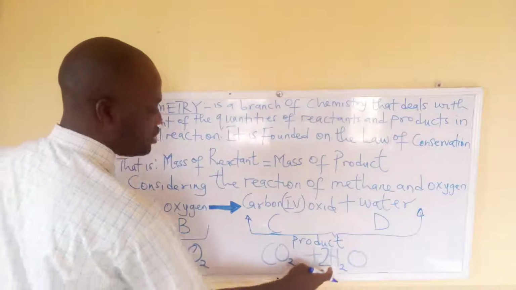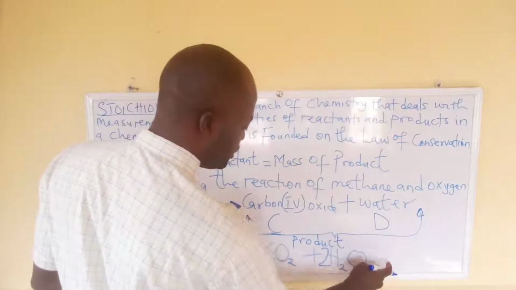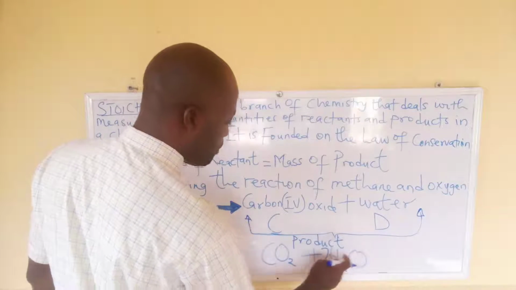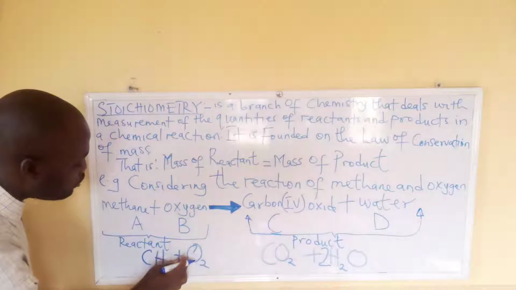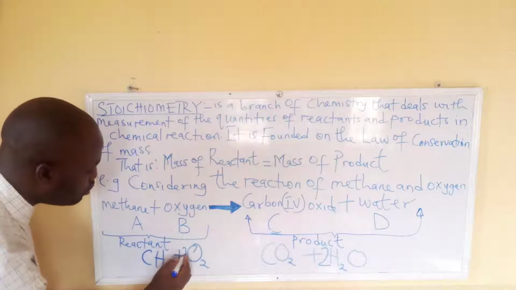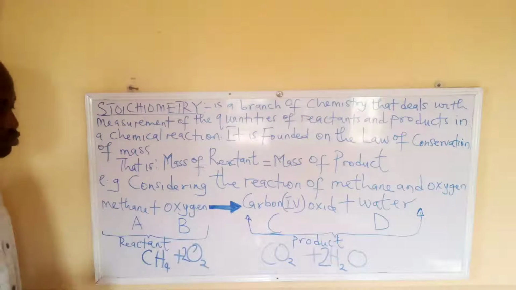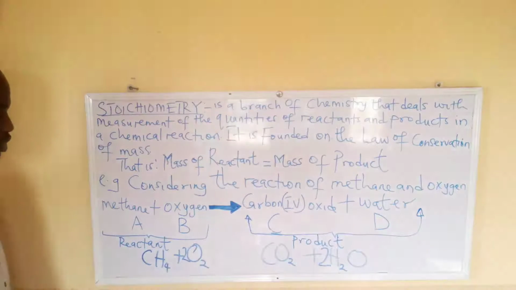Then for the oxygen, this 2 affects everything here. So we have 2 oxygen with another 2 oxygen making 4. Then in order to make this to be 4, you put 2 at the front of the O2. So we have 4 atoms of oxygen.